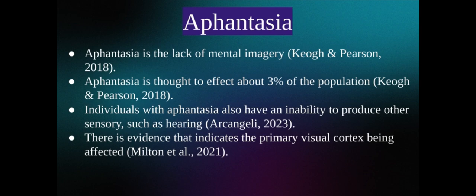Individuals with aphantasia, also called aphantasics, have an inability to create other sensory imagery, such as hearing, touch, or taste. There is also research that suggests that aphantasia is genetic, although this has not yet been proven. In addition, the area affected by aphantasia is also unknown, although it is thought to be the primary visual cortex.